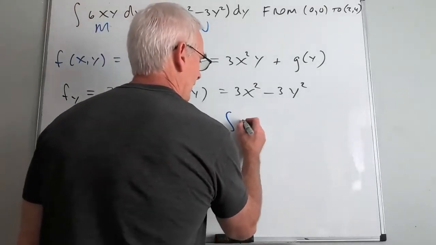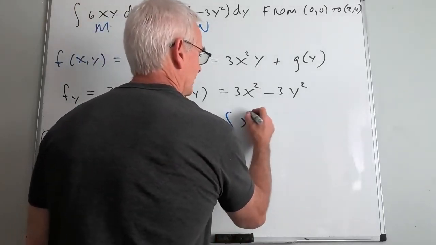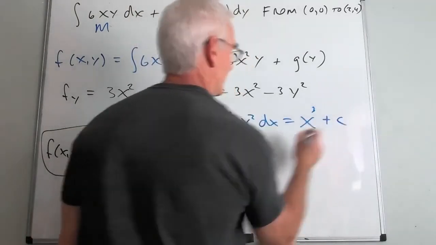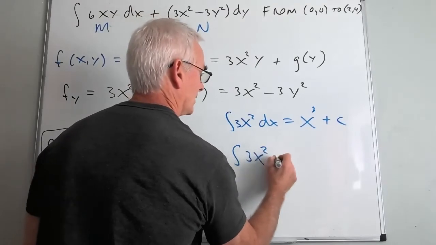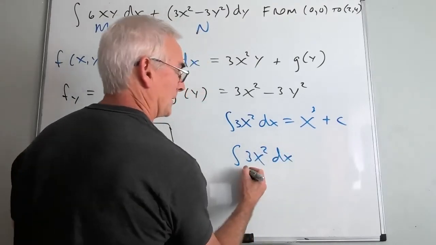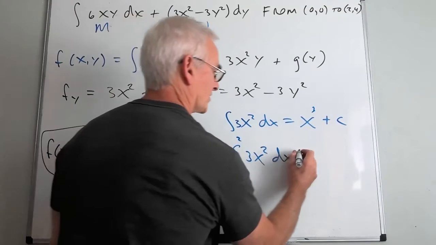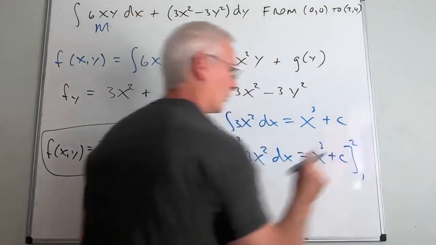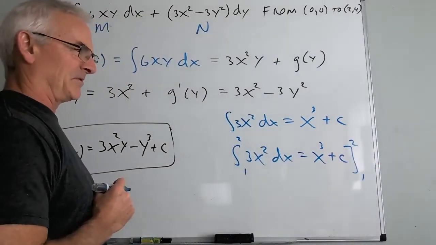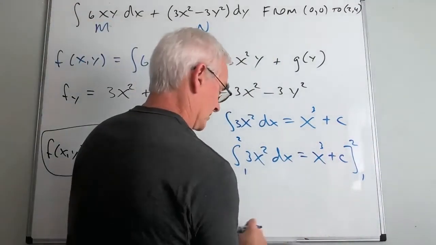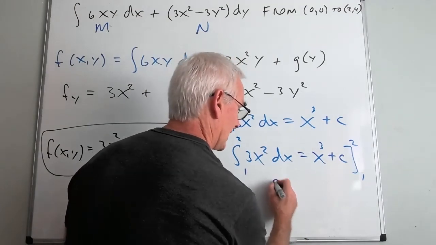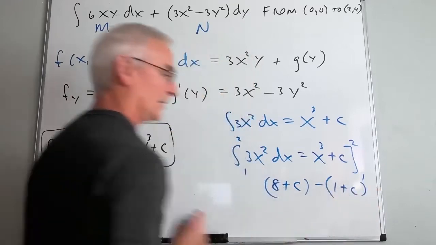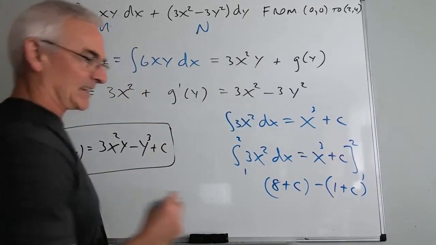So in Calc 1, you're doing something like this. We'll keep it simple: 3x squared dx, and we say the answer is x cubed plus c. Now I want the integral of 3x squared dx, maybe from 1 to 2. So I write x cubed plus c from 1 to 2. Well, that's kind of confusing. That's correct, by the way. So now what do I got? I've got 8 plus c minus 1 plus c. And what does that give me as a final answer?